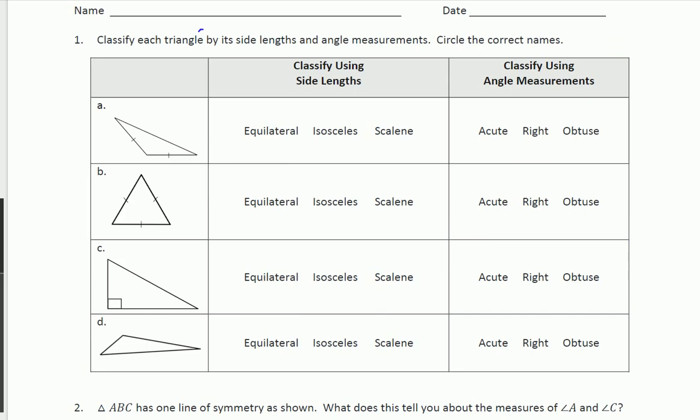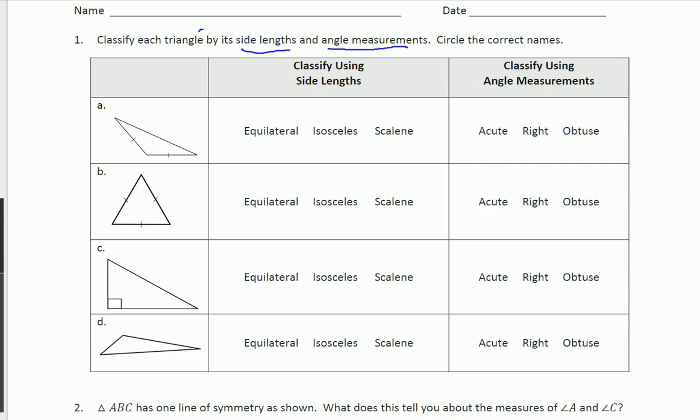All right, so number one, it wants us to classify each triangle by its side lengths and angle measurements. Circle the correct names. Well, when we look at the first one, we're looking at the side lengths. Now remember, for side lengths, it's either going to be an equilateral triangle where all sides are the same length, isosceles where two sides are the same length, or scalene where none of the sides have the same length.